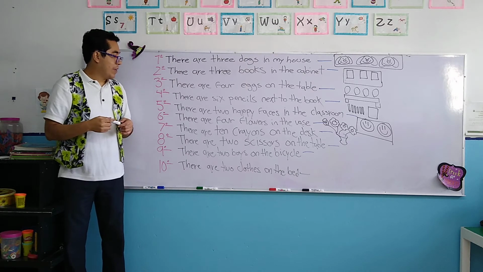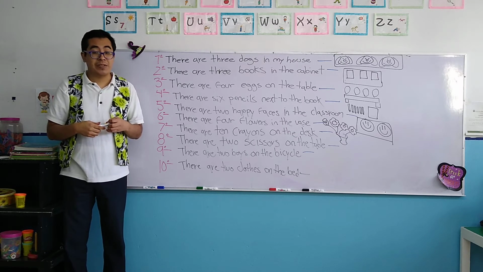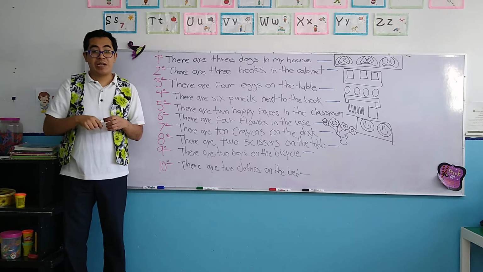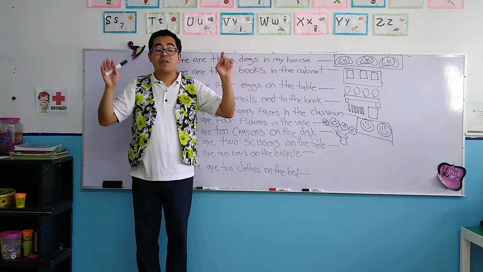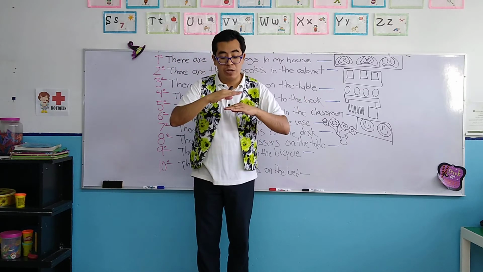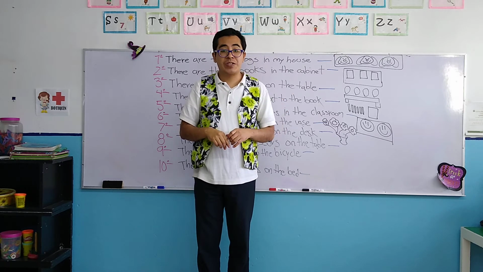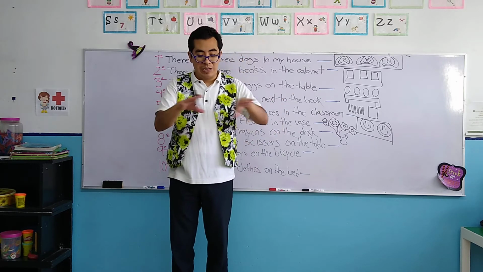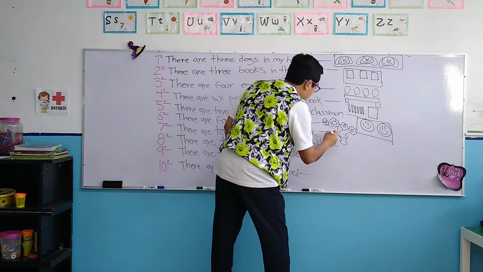It says, there are 10 crayons on the desk. Okay? For this, we have 2 objects, crayons and desk. Don't forget that the desk is similar to a table, but is taller, and we use it to work. Un escritorio. Lo utilizamos, es el lugar donde trabajamos. So, 10 crayons.